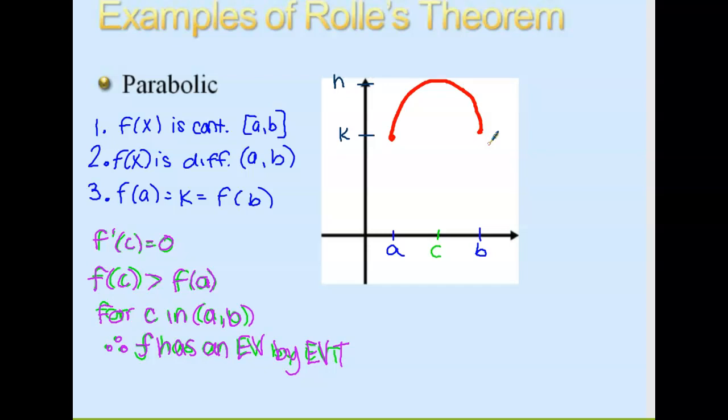Then we also know that f of C is greater than f of A. What if it was drawn the other way? Could we say that if the graph came down, f of C, instead of always being greater, f of C would always be what?